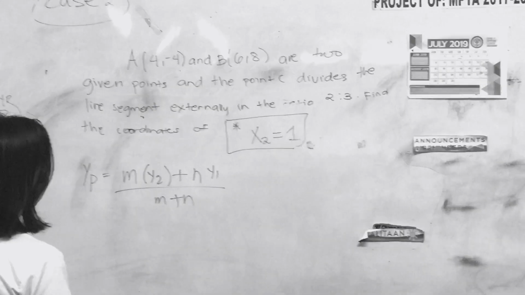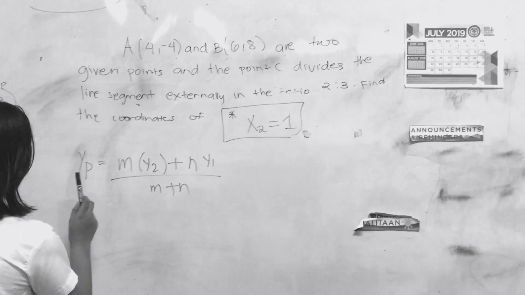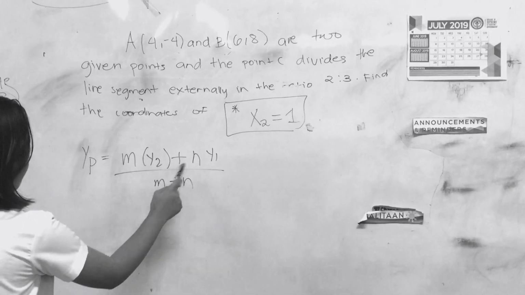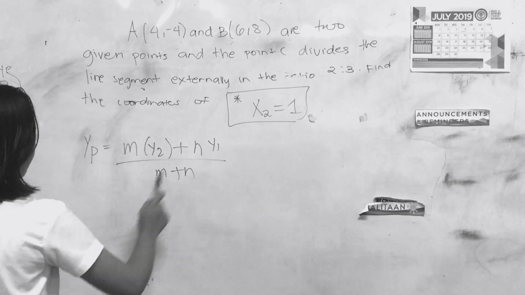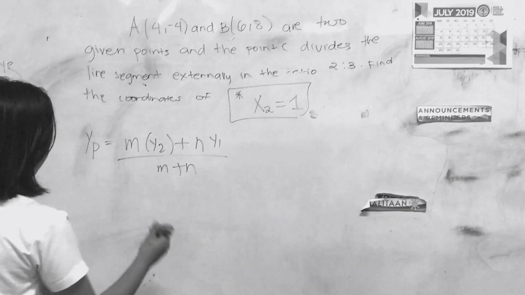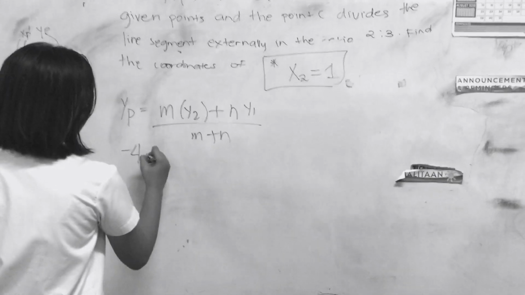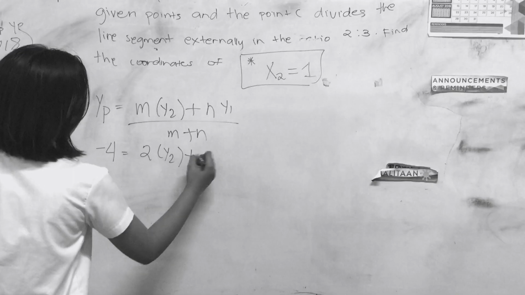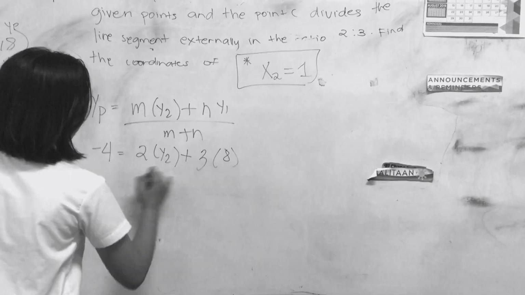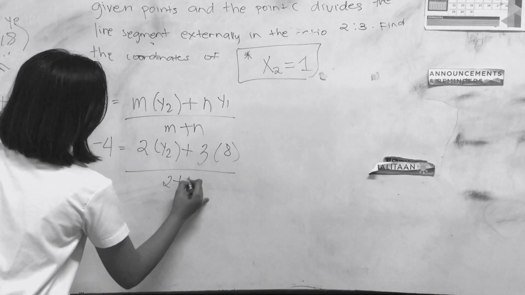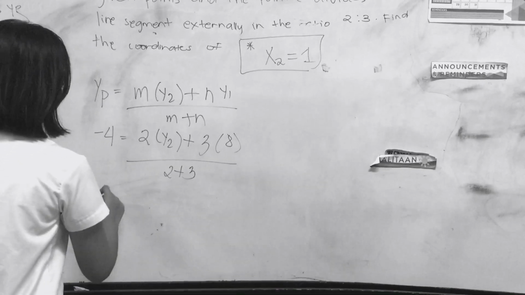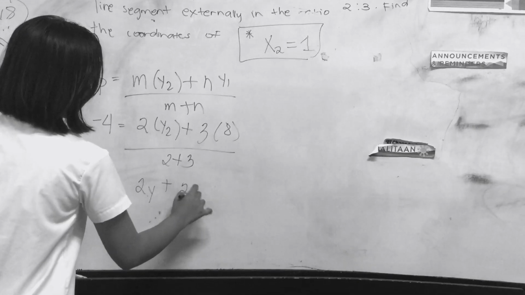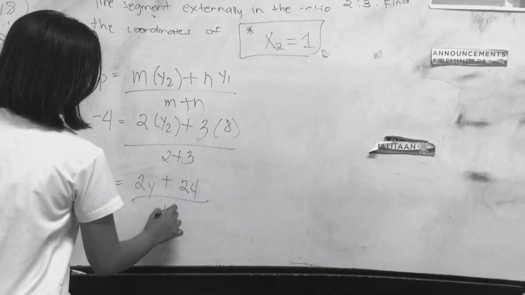Y sub p, we need to know the formula first. Our formula is y sub p is equal to m y sub 2 plus n y sub 1 all over m plus n. Our y sub p is negative 4, equal to 2 multiplied by y sub 2 plus 3 multiplied by 8 all over 2 plus 3. Negative 4 is equal to 2 y sub 2 plus 24 all over 5.